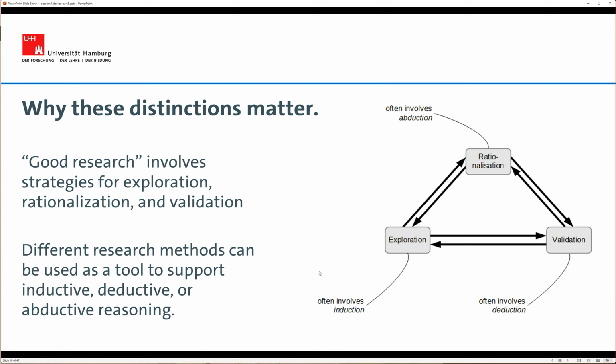In exploration, very often we use inductive reasoning strategies. We explore a phenomenon and then maybe develop patterns or more general observations from the specific facts. In rationalization, we very often proceed abductively in that we search for the most likely or most plausible explanations. Validation, on the other hand, very often involves deduction, namely the development or derivation of a way of testing the predictions of a theory by comparing it against observation or other types of data.